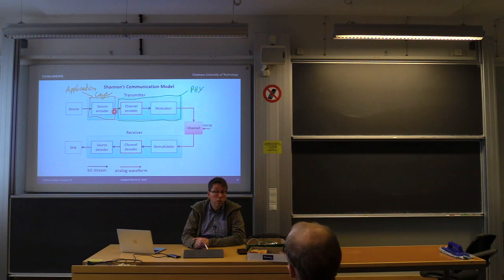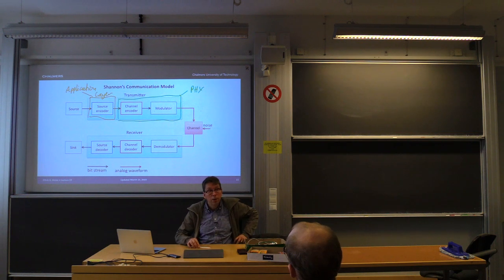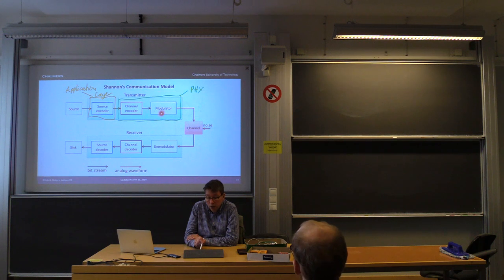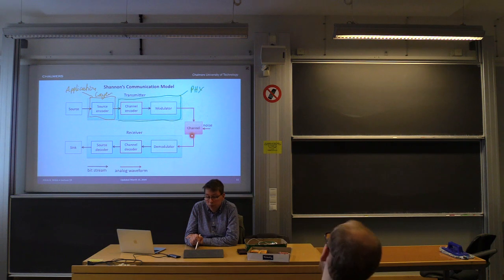Think of this as maybe you take a text file and you make a zip file out of that, or you record some music and you make an MP4 file of that. That's also source compression, data compression. Then we have a channel encoder and modulator, and these have different purposes. This one is to correct errors that occur on the channel, and the modulator is to convert bits to a waveform which is suitable for the channel.